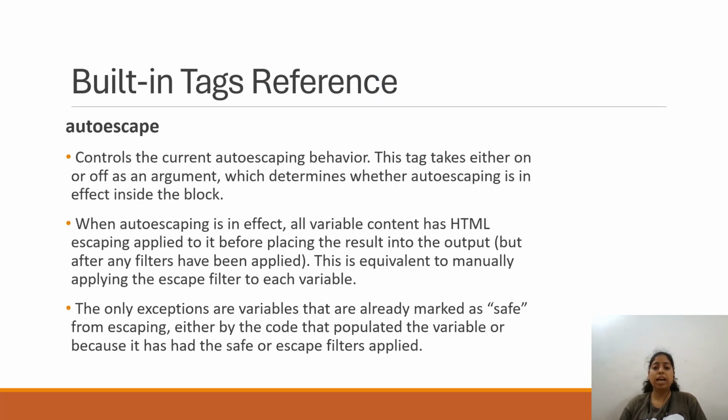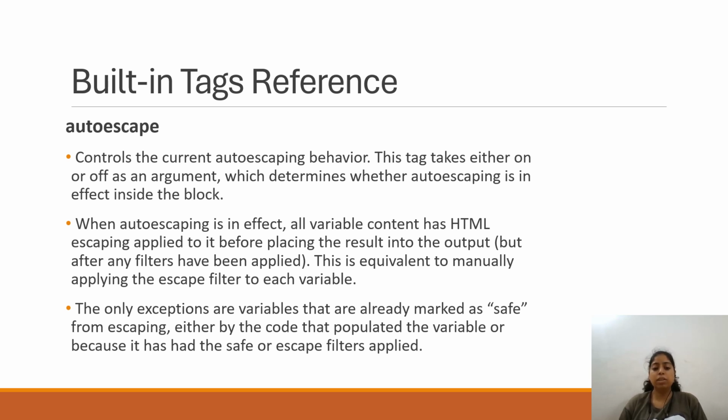The first built-in tag reference is autoescape. This controls the current auto-escaping behavior. This tag takes either on or off as an argument, which determines whether auto-escaping is in effect inside the block. When auto-escaping is in effect, all variable content has HTML escaping applied to it before placing the result into the output, but after any filters have been applied. This is equivalent to manually applying the escape filter to each variable.